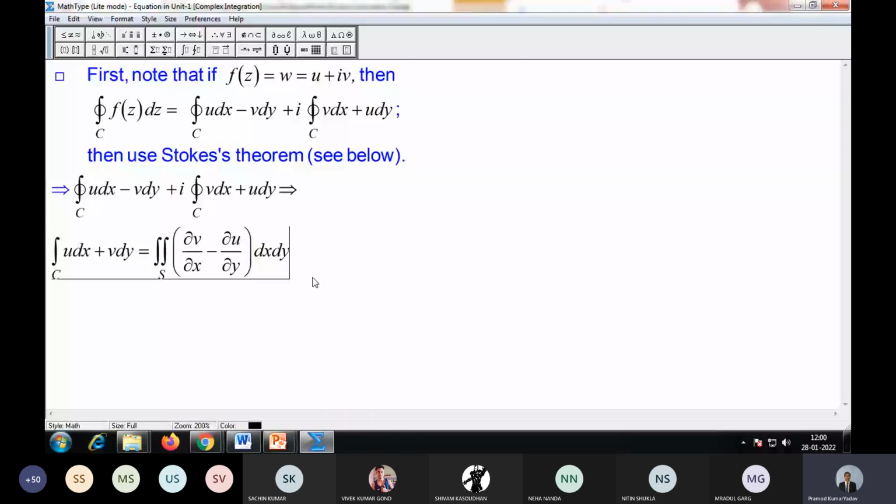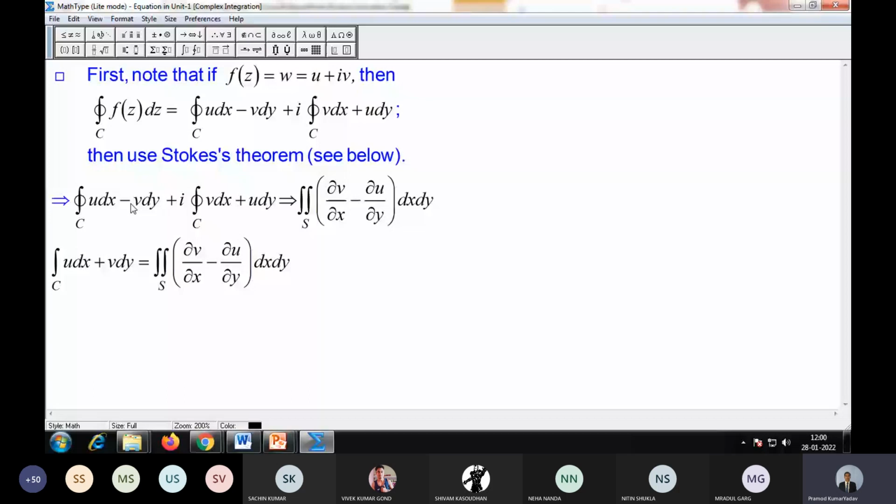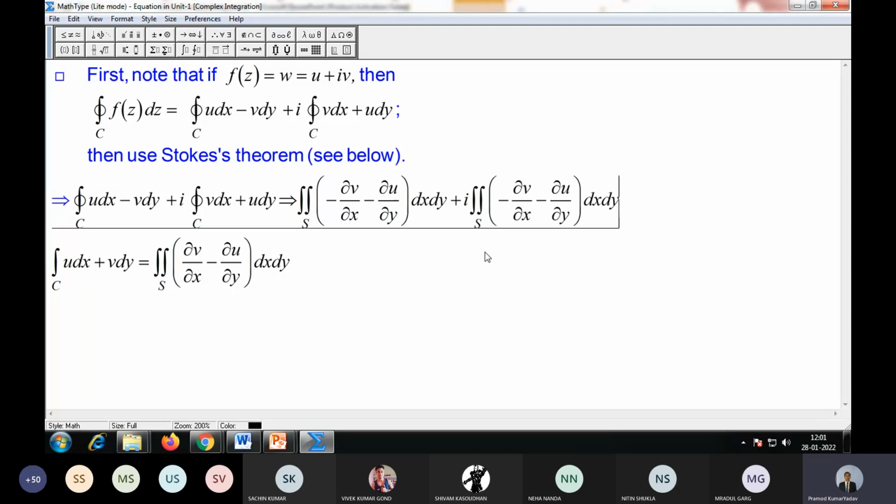So what will happen? Minus is already there. So minus del v by del x, then minus del u by del y, plus i times del u by del x minus del v by del y.